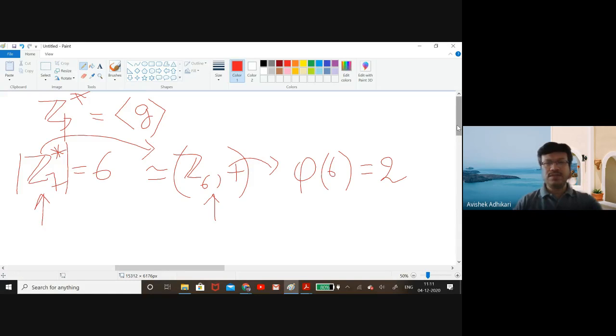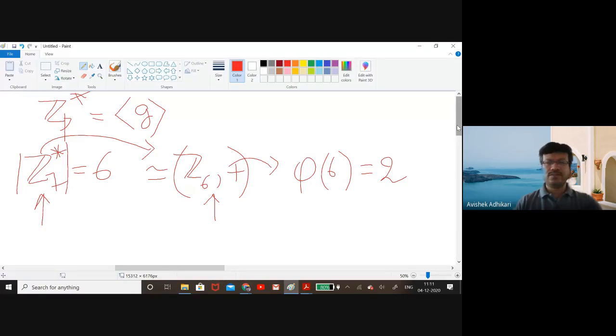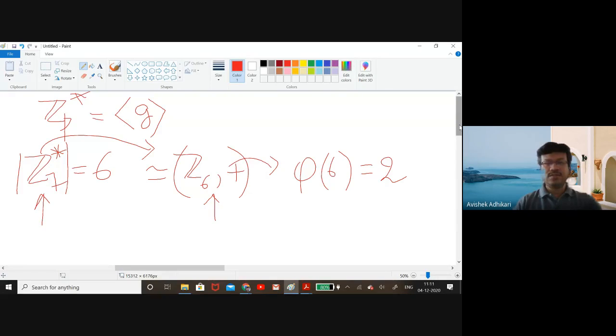Is 2 a generator? No, sir. Why not? Sir, 2 can't give all the elements of the set. Okay, but you said the GCD of 2 and 6 is not equal to 1. So I am asking you to give a generator of Z7 star. What you are mixing up is this: I am asking you to give a generator for this, and somebody says 5 or somebody says 2.